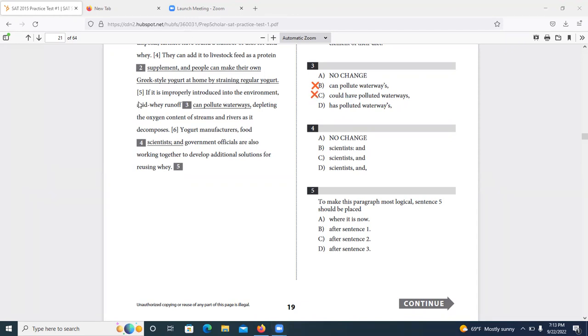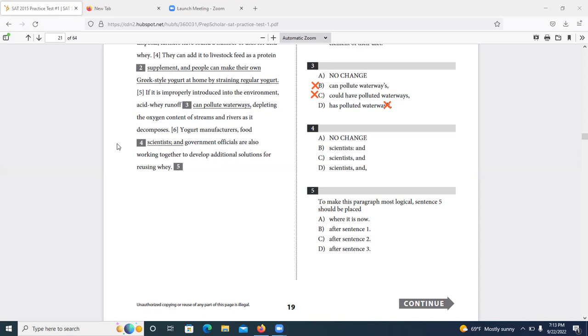Another rule in the SAT is you generally want to keep the verb tenses the same. D likewise says has polluted waterways, right? So that would be past tense. But once again, earlier in the sentence, we had a present tense. If it is improperly introduced into the environment, right? Acid whey runoff can pollute waterways, right? So has is past tense. We're not going to pick that either. Another thing wrong with that is the apostrophe S once again over here. So that is going to eliminate D. A is your best answer.